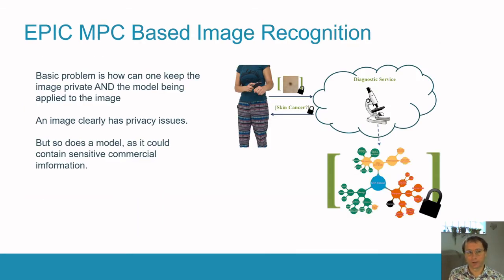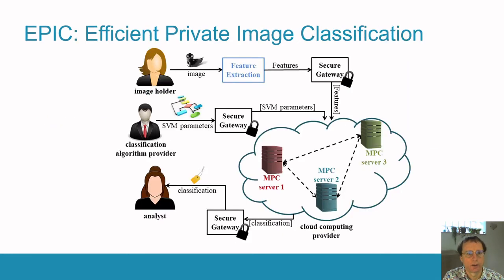So another one we looked at is image analysis. You basically take a picture and categorize the picture among a bunch of possibilities of what it could be. What you want to do is keep the picture secret, but you might also want to keep what you're testing for secret. The model that you're going to apply could be commercially sensitive information. So here what we have is what we call EPIC, Efficient Private Image Classification. This is an interesting one where you skin the cat in a completely different way. Here we have an image holder who's got an image.